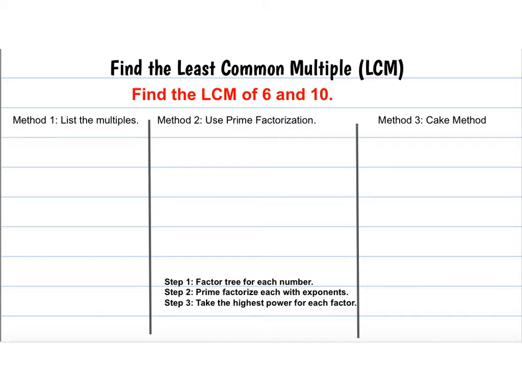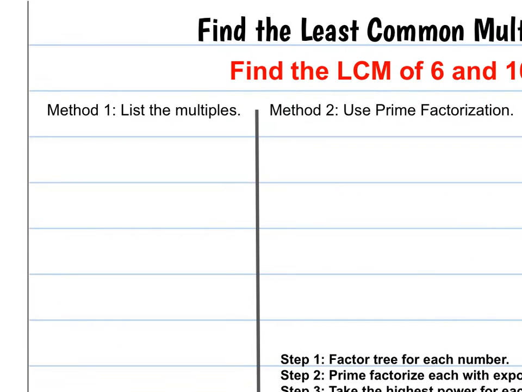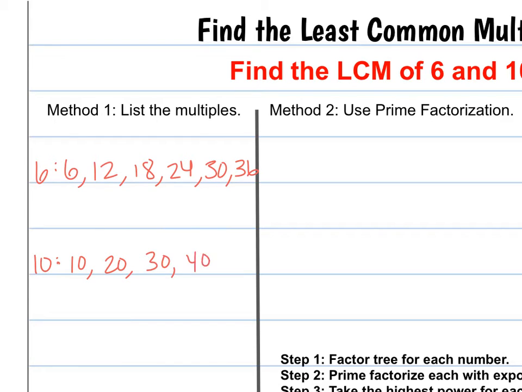Okay, so I do want you to have each method for this problem written down in your notebook. We're looking at the least common multiple of 6 and 10, and we're going to go through each method. The first one is to list out the multiples. So for 6: 6, 12, 18, 24, 30, 36. You just go a little ways and then say, okay, let's try the other one now. So now for 10: 10, 20, 30, 40, 50, and then we can look, do they have anything in common?